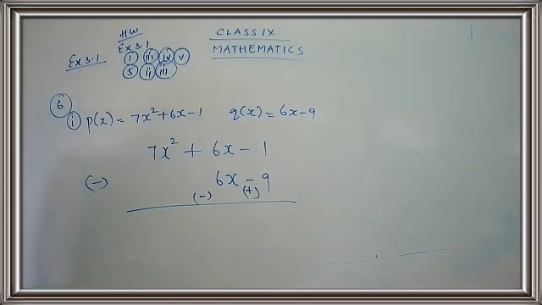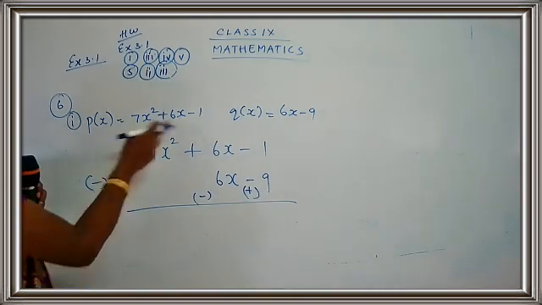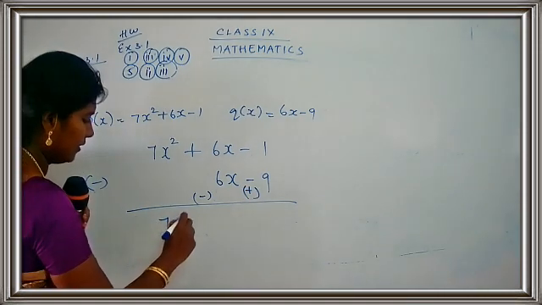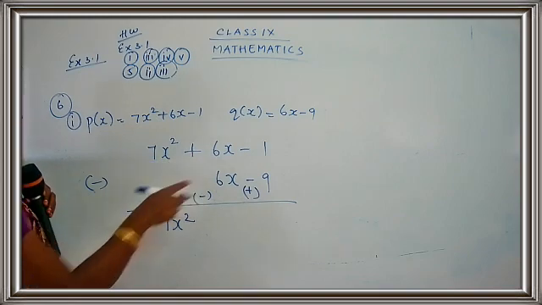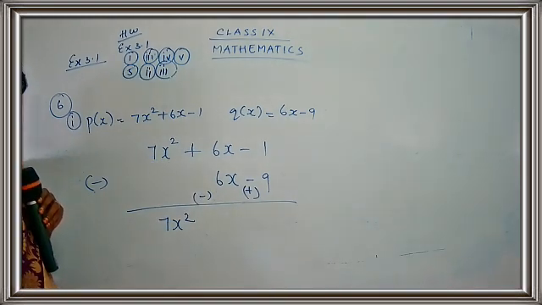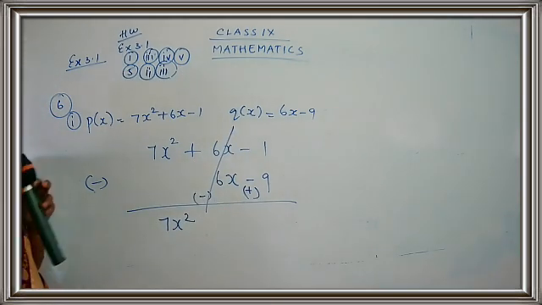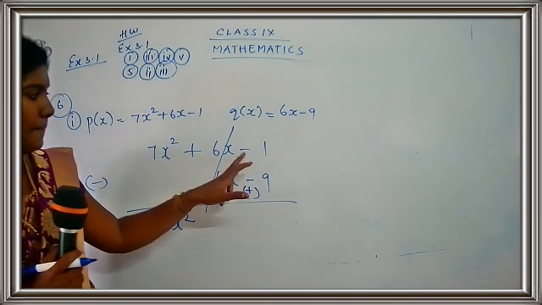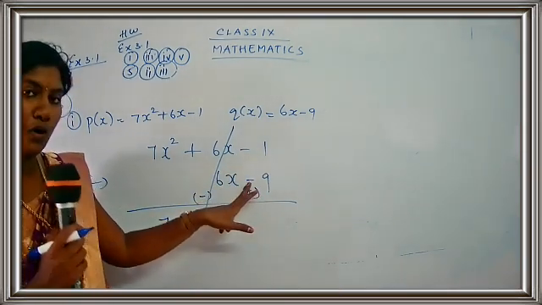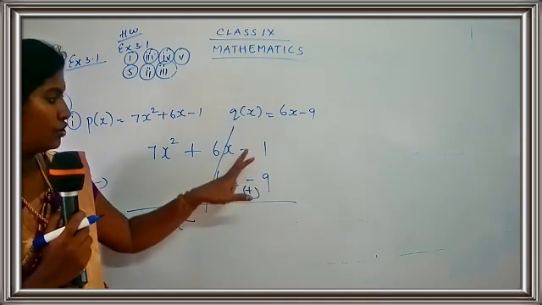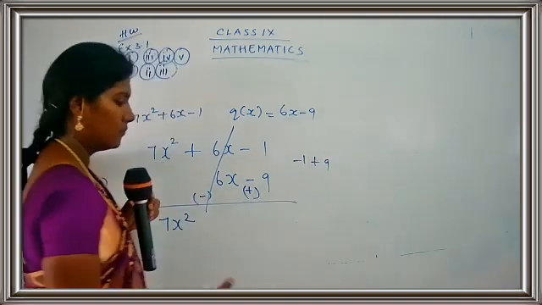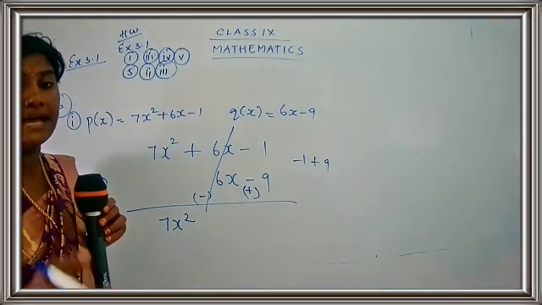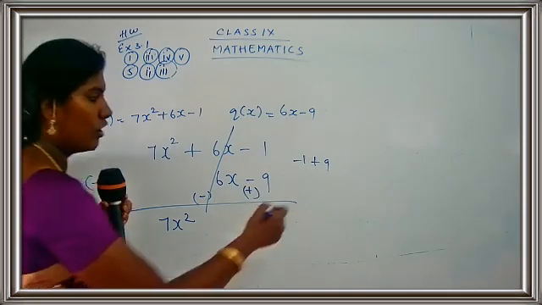Okay children, let me go for the calculation. This is a single term, so no need to worry. I'll get 7x square. Okay, done. Then plus 6x minus 6x. What happens to plus 6 and minus 6? It will get cancelled. And now what is here in the last part? Minus 1 plus 9. Don't take the old sign, you have to take the new sign. So minus 1 plus 9. What is 9 minus 1? 8. Okay, done. So I got the answer as 8.